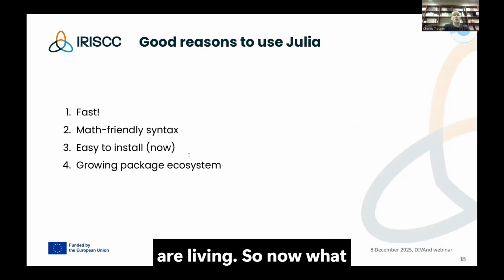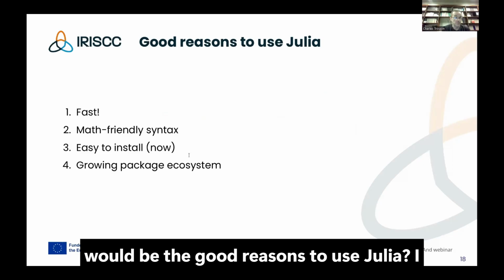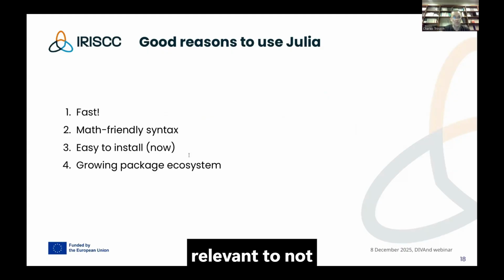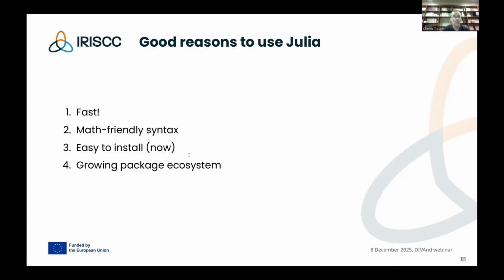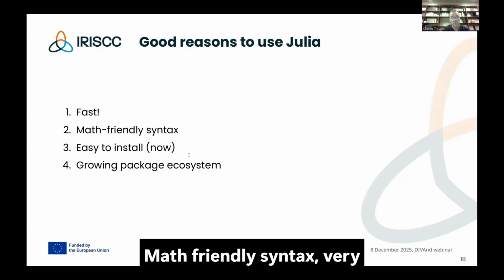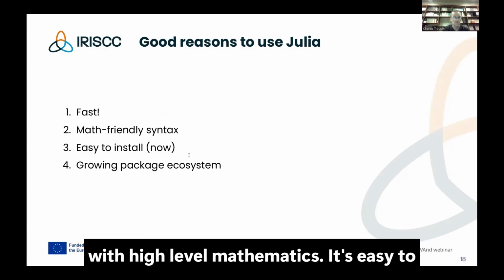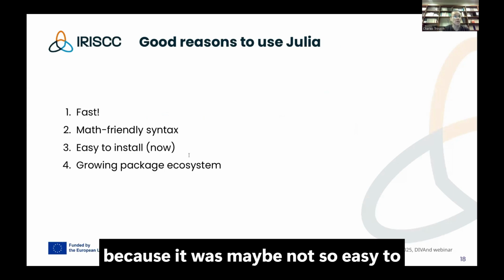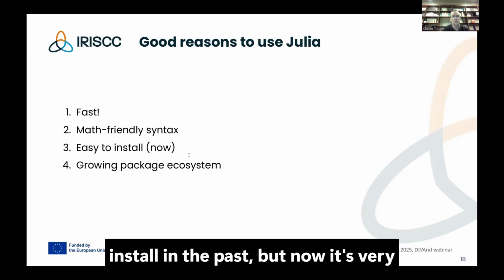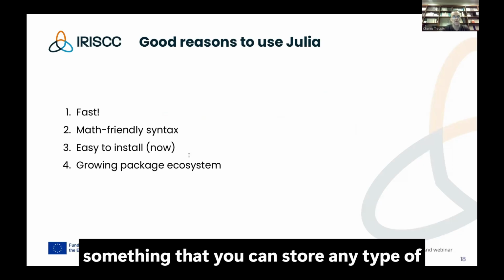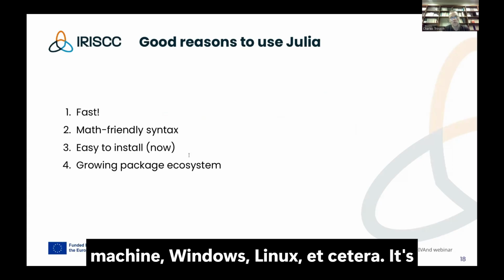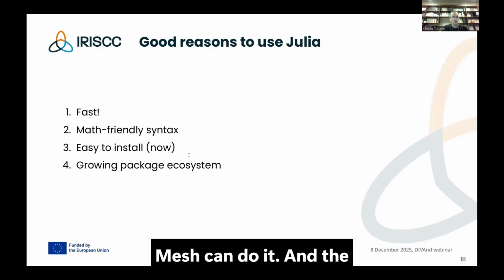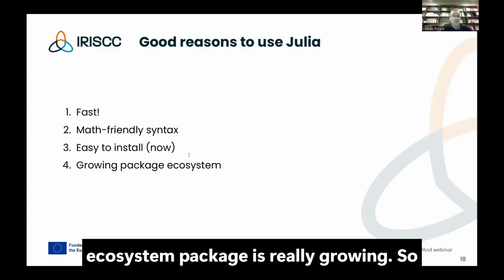So now, what would be the good reasons to use Julia? I repeat myself, but it's really relevant to not forget that. It's very, very fast, with a math-friendly syntax, very obvious in our case where we are dealing with high-level mathematics. It's easy to install. I put it in parentheses because it was maybe not so easy to install in the past, but now you can install it on any type of machine, Windows, Linux, etc. It's easy. Even on our supercomputers here in Liège, you can do it. And the package ecosystem is really growing.